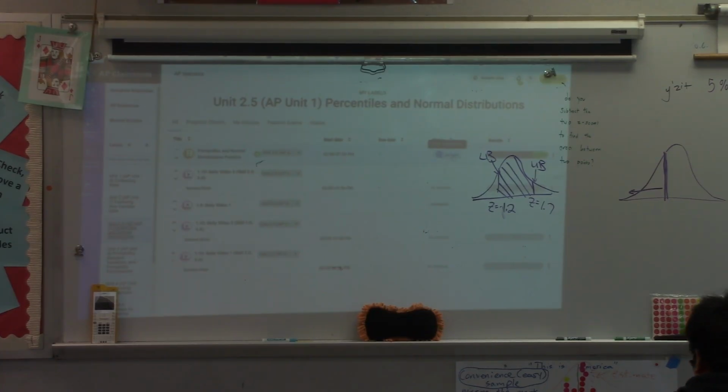Hey guys, right here, if you want it, shoot me an email if you do this, because apparently I have to click on this and score it. But there are these percentiles and normal distribution practice problems. So if you need that extra practice, it's there in AP Classroom. But again, I have to score it because of that one free-response question. So shoot me an email so you can see your responses.